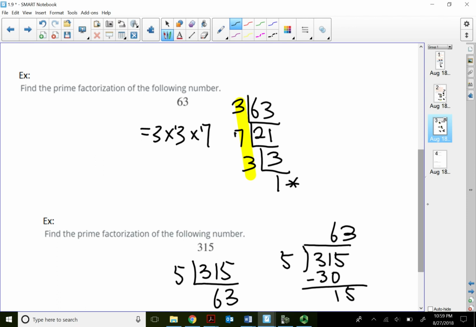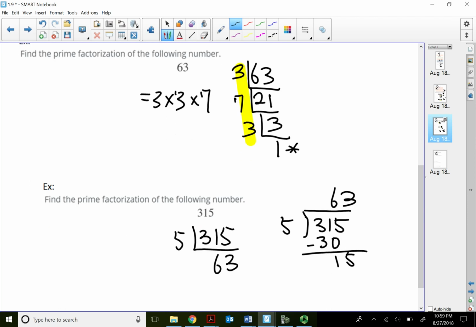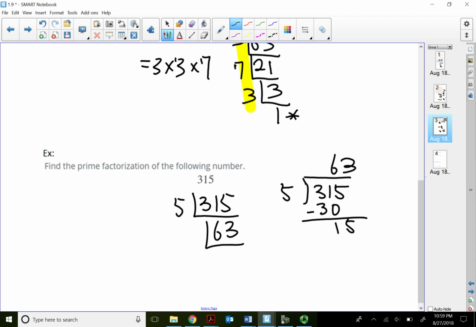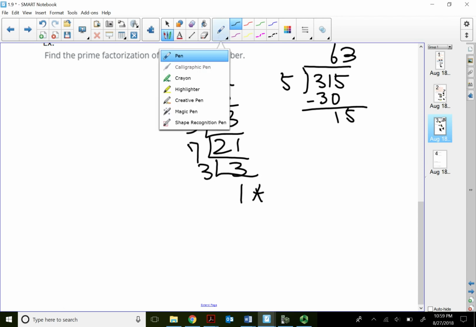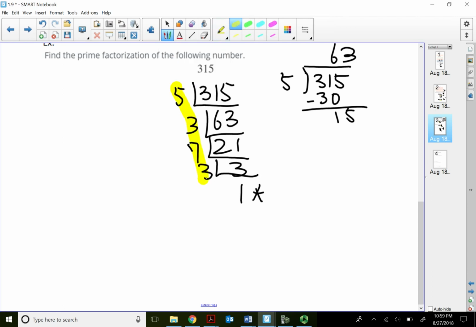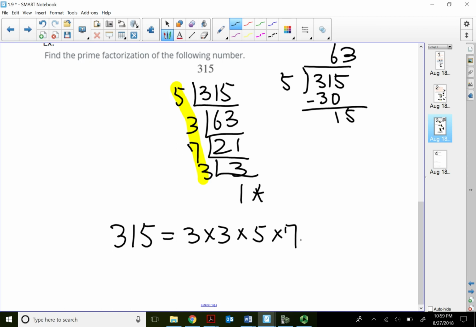That 63 itself is made out of 3 times 3 times 7, because I can use 3 again, going into 63 twenty-one times. I can use 7 again, going into 21 three times. Since 3 is a prime number, only 3 can go into 3 one time. That's when I stop. All these numbers on the outside multiplied together will be 315. So the prime factorization, the prime numbers that we use to break down 315, is 3 times 3 times 5 times 7. Okay? All right, that's what prime factorization means.